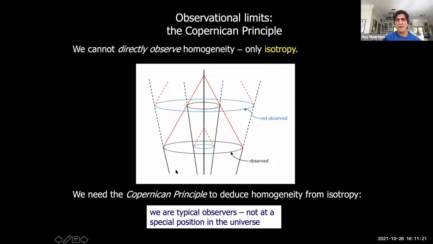So we do not have access to measurements on constant time or constant redshift surfaces, which is where homogeneity is defined. We need a Copernican principle if we want to deduce homogeneity from isotropy. This principle roughly says that we are typical observers, we're not at a special position. So statistically, what we see is statistically what others see.